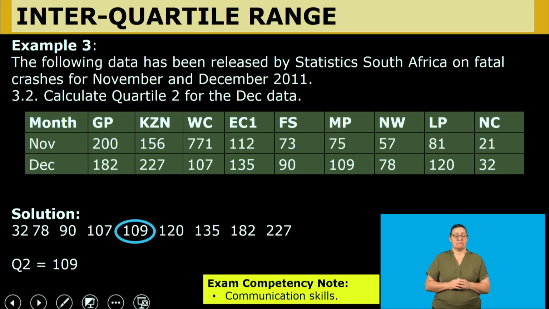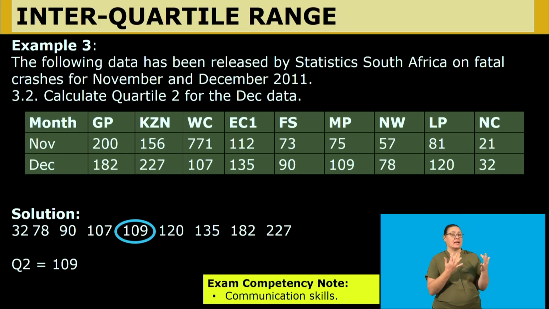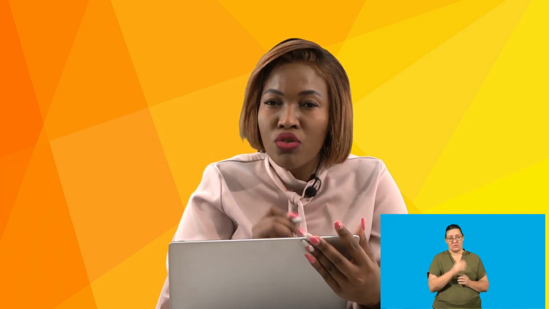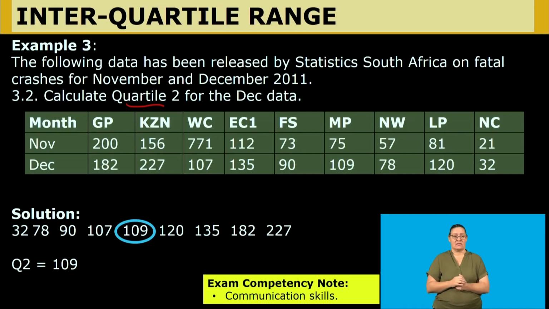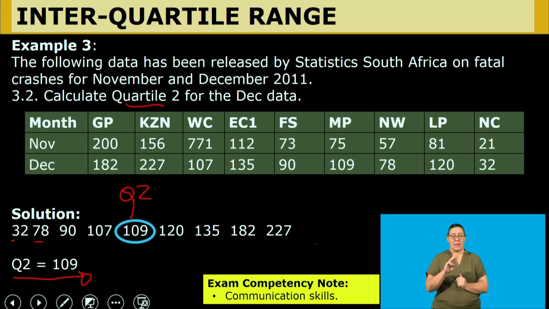The second question: calculate quartile 2 for the December data. Quartile 2 is also known as the median. Now, the first step, the data was already arranged in the previous question. The data is arranged, and from these values, we can all see that this is the median, and the median is Q2. Therefore, the value of Q2 is 109. Q2 and median are the same thing.